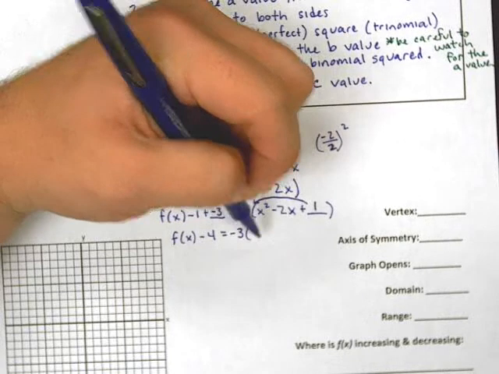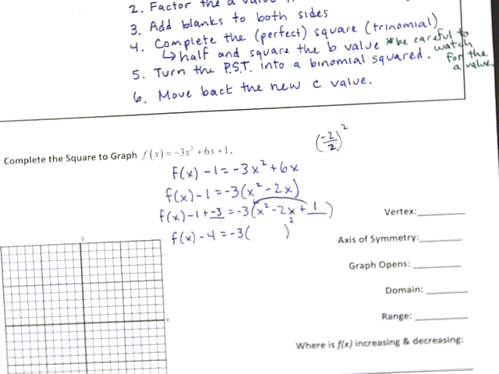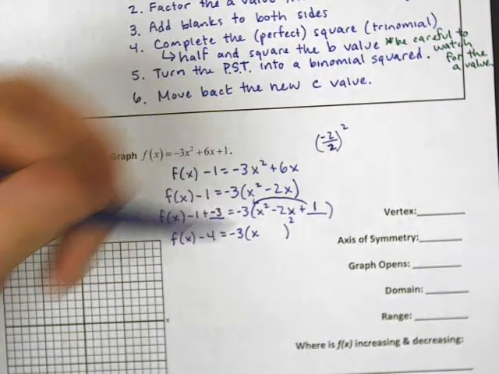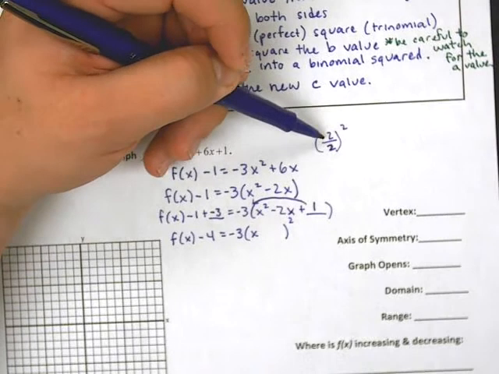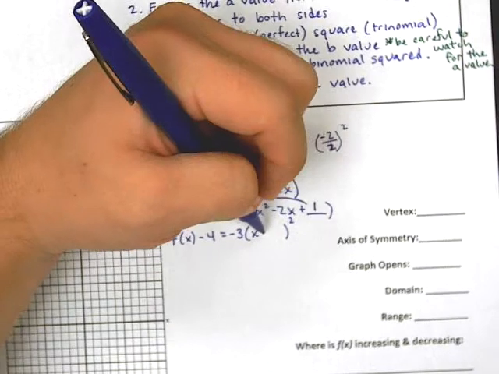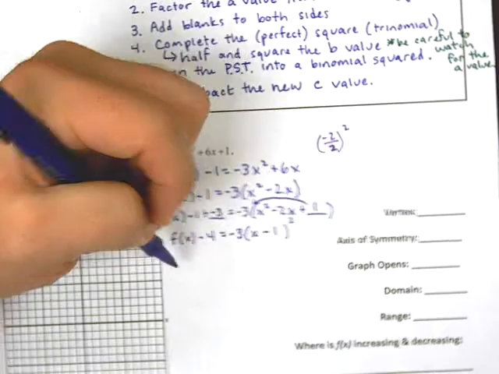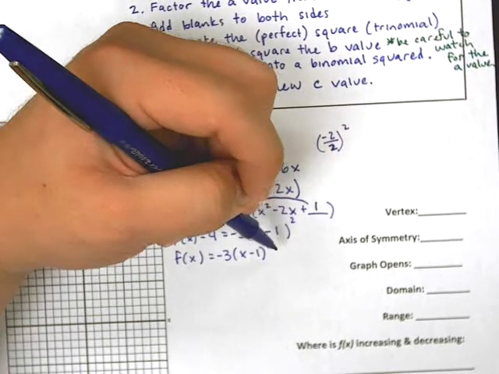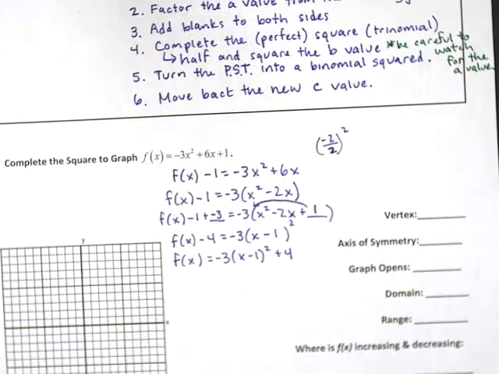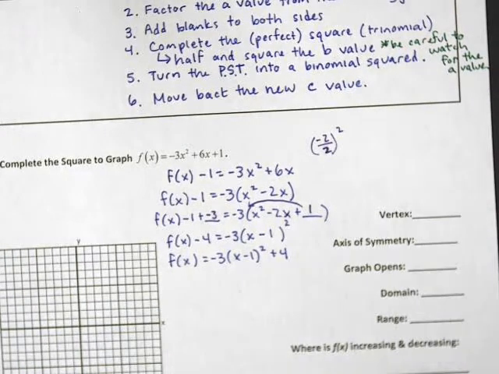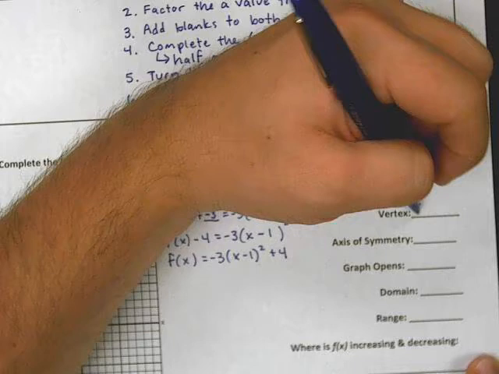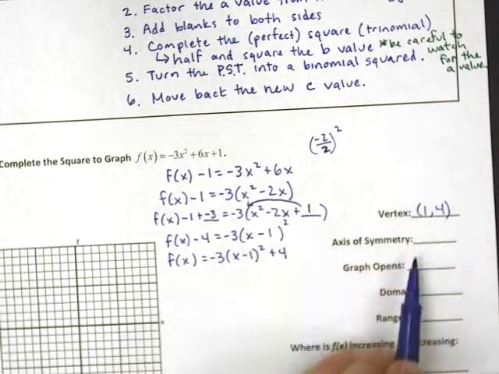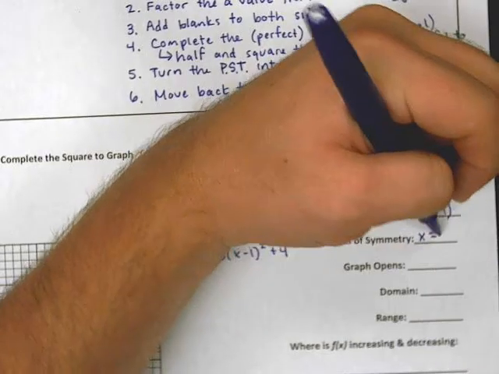And then remember, the whole reason that we complete the square is because we can change a perfect square trinomial into a binomial squared. So x, what happened when I took half of negative 2? Well, I had negative 1. So negative 1. Very last thing, f of x equals negative 3 times x minus 1 squared plus 4. Okay? So we now know that our vertex should be right at 1, 4. What else is nice? We know that our axis of symmetry should go right through the vertex, the x value that we care about, so x equals 1.